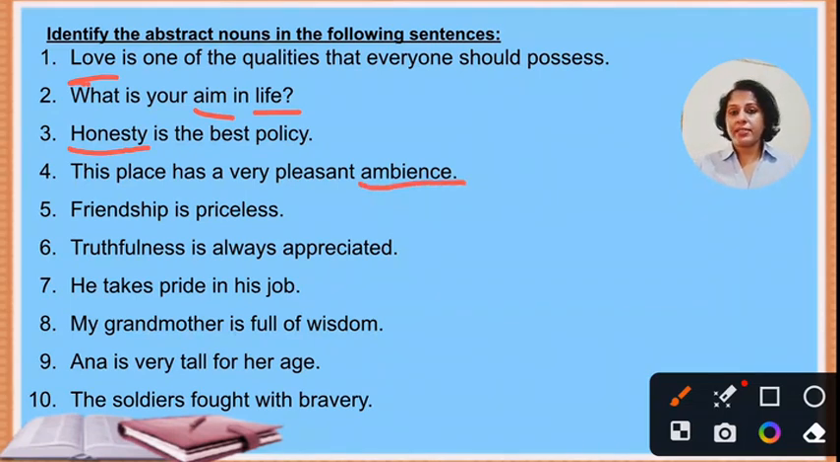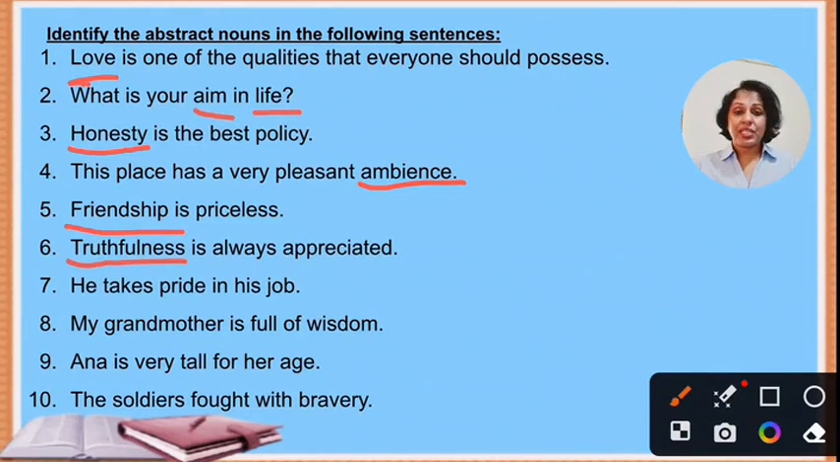Friendship is priceless. The word friendship is an abstract noun. Truthfulness is always appreciated. The word truthfulness is an abstract noun. That's correct. He takes pride in his job.